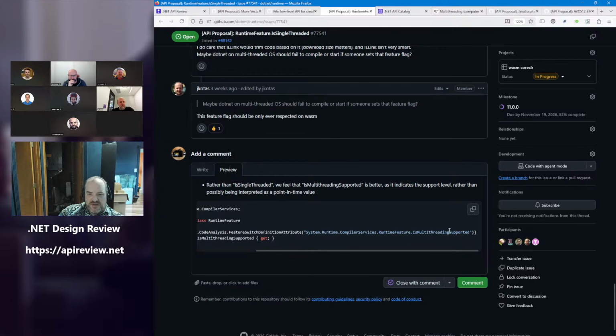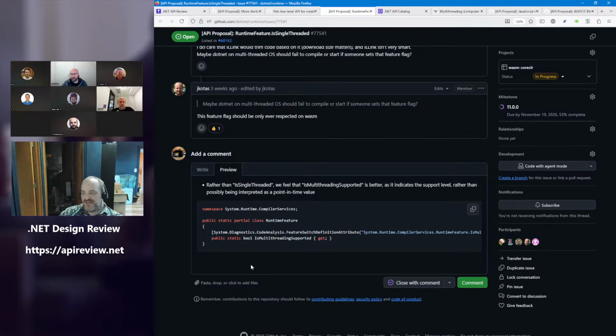Okay, and I renamed the feature switch definition attribute value at the same time. I assume our feature switch trimming stuff doesn't care if we have a normally true versus normally false value. It works both ways. Yep, just making sure.